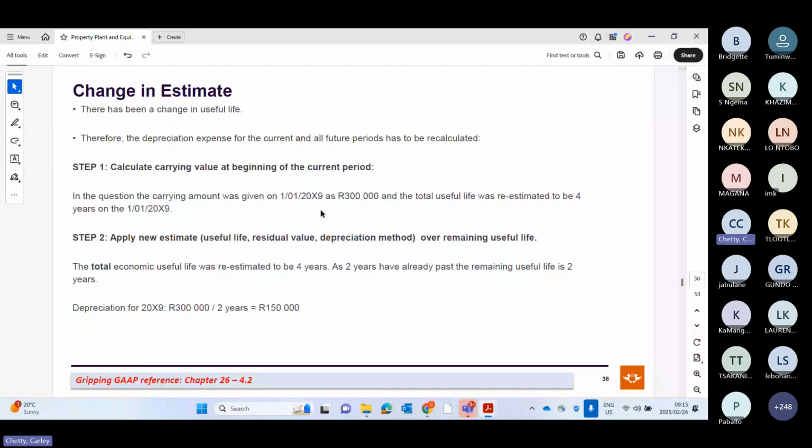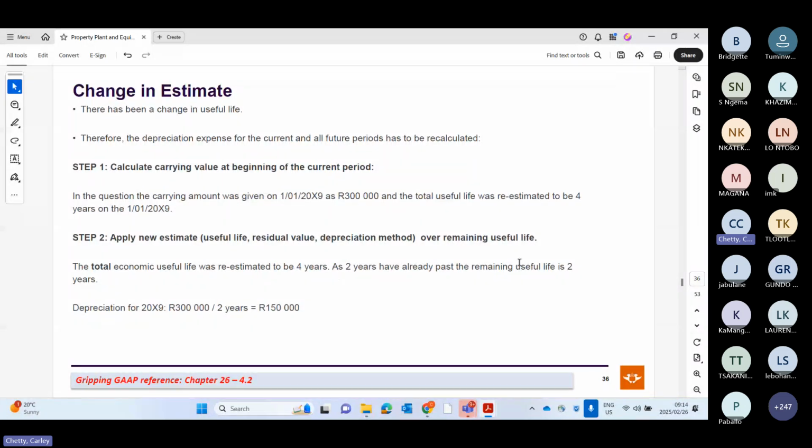So they have just told us that the total economic useful life was re-estimated to be 4 years. But remember, we've already depreciated for 2 years. So 2 years have already passed. If our total economic useful life was re-estimated to be 4 years and 2 years have already passed, it means that we have a total remaining useful life of 2 years.